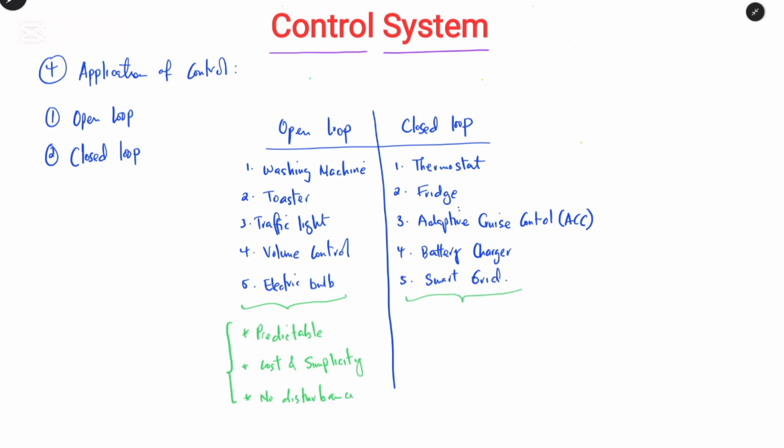However, we choose a closed loop when we have conditions such as the precision or the accuracy of the system is mostly intended, and when we have some external disturbance to deal with, and when we have automation and reliability as our requirement. That is when we choose a closed loop control system for our design.